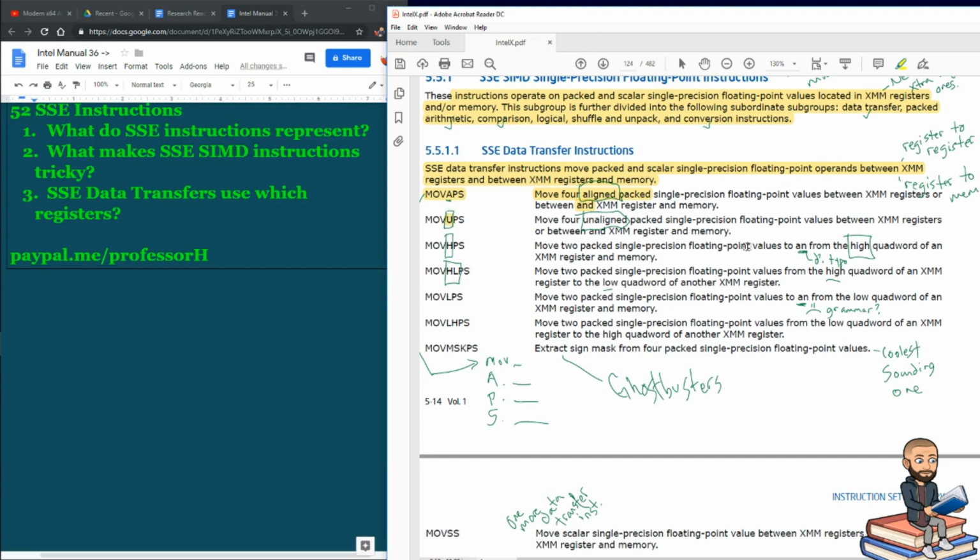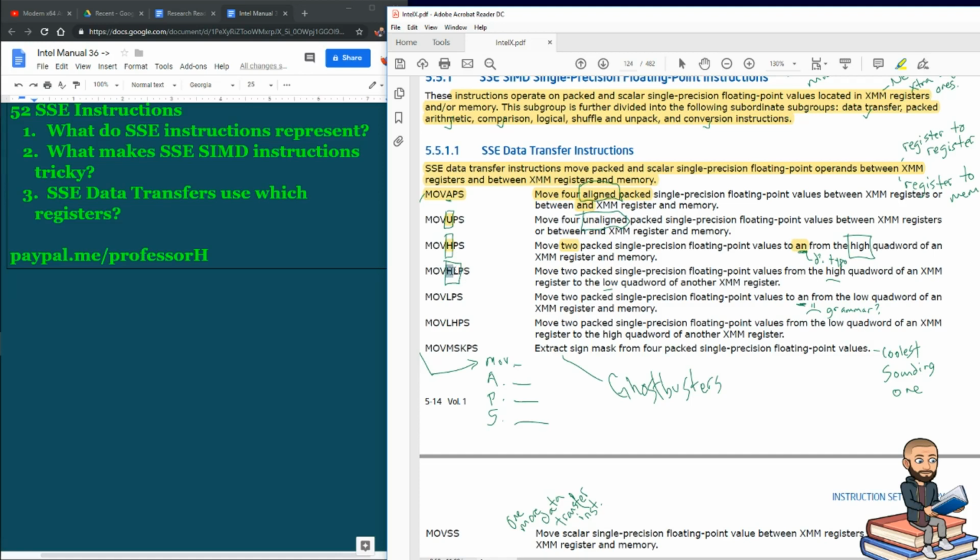Next up is moving two, and it's definitely the number 2, so moving two packed single precision floating point values. Is this another typo? Well, anyways, they're moving these floating points from the high quad word of an XMM register and memory. So the only letter in the instruction that changes is H for high quad word.